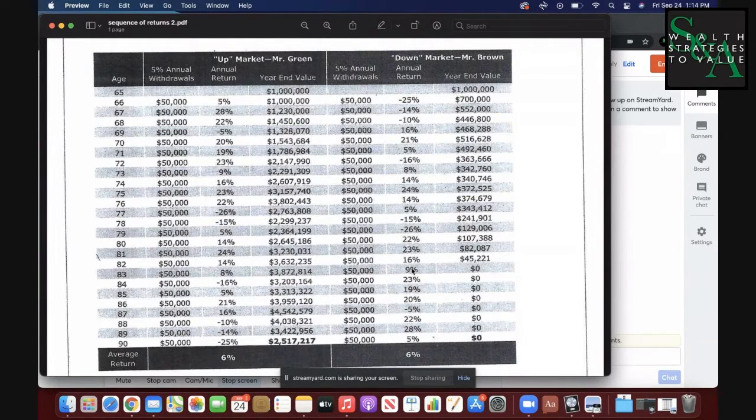Look at this. At age 82, his account value was only $45,221. At 83, he runs out of money. Mr. Brown is down. He's broke. This is the difference with return risk.